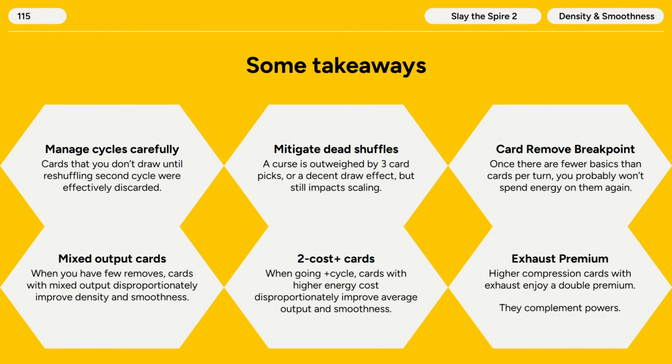Let's look at these heuristics that we gathered along the way here though. What are some takeaways of analyzing density and smoothness and compression and ideas like net surplus and permutations like this? Well, one, we want to manage our cycles carefully. Cards that you don't draw until you reshuffle second cycle, they were effectively discarded.